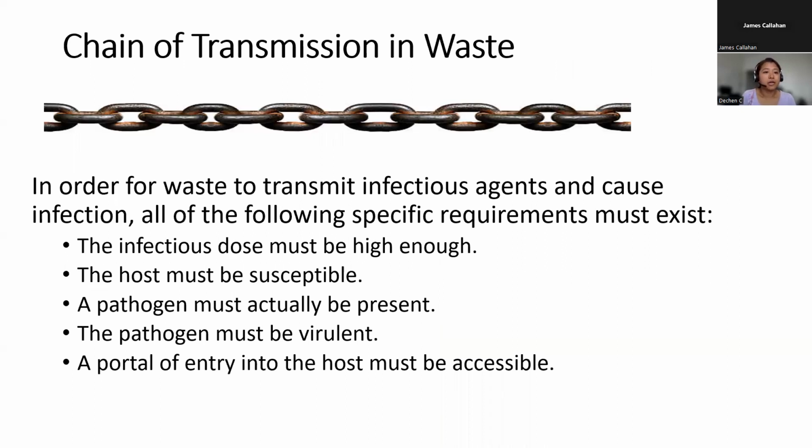So this is a chain of transmission in waste, very similar to the chain of transmission that we are all aware of. In order for waste to transmit an infectious agent and cause infection, all of the following specific requirements must exist, okay? The infectious dose must be high enough, the host must be susceptible, a pathogen must actually be present, the pathogen must be virulent, and a portal of entry into the host must be accessible.